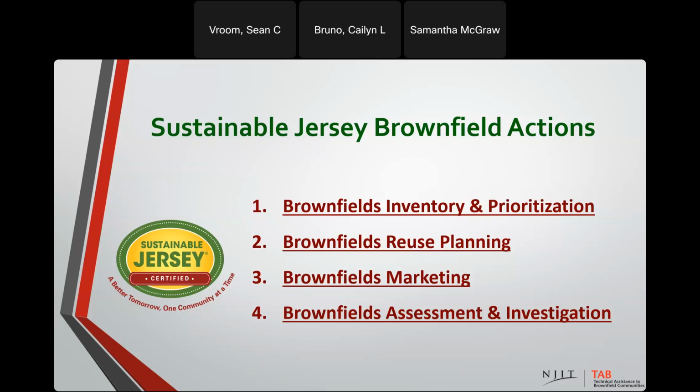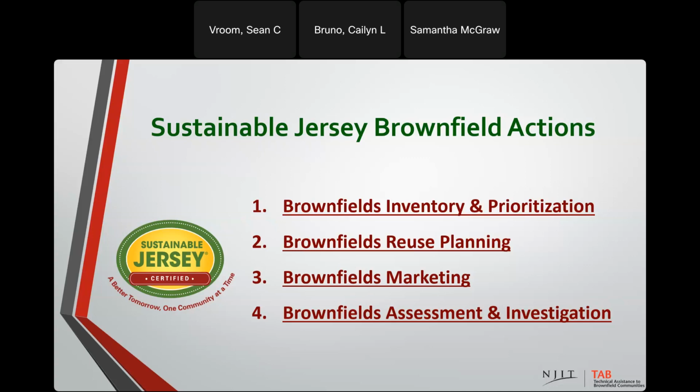Brownfields marketing is the third one that they have. The goal of this action is to encourage municipalities to proactively market available brownfield sites to attract investment that leads to redevelopment. So for points under this action, the municipality must compile comprehensive information about the brownfield sites.